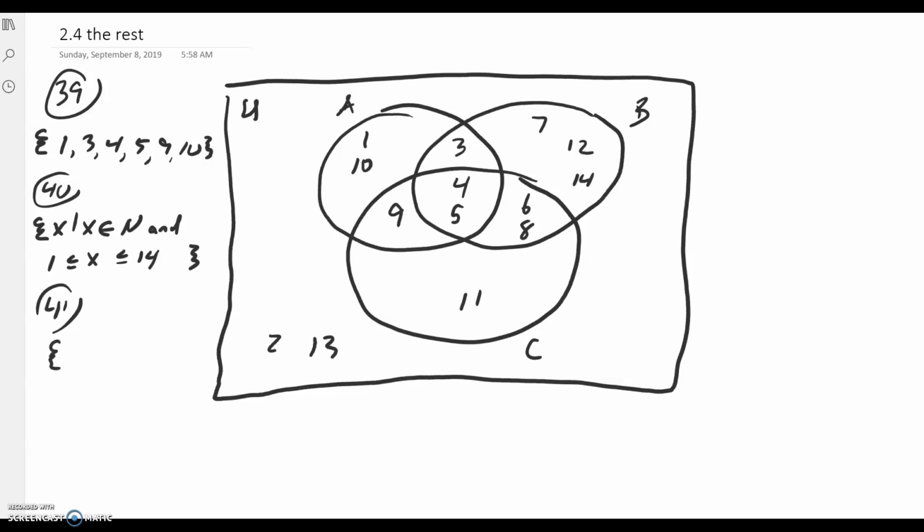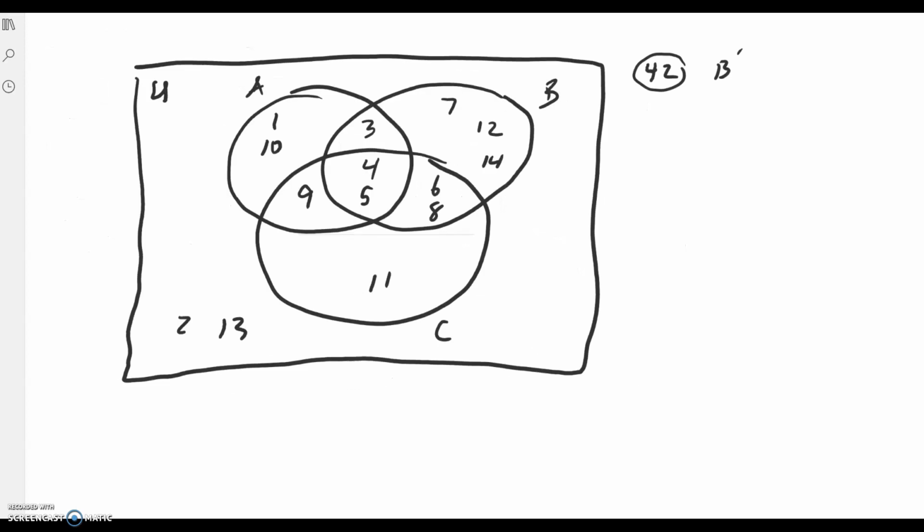Problem number 41 asks us for all the elements in the set C. And so I'm going to go back to listing. That's 4, 5, 6, 8, 9, 11. And we're done with those three. Problem 42 asks us for the complement of B. That's everything that's not in B.